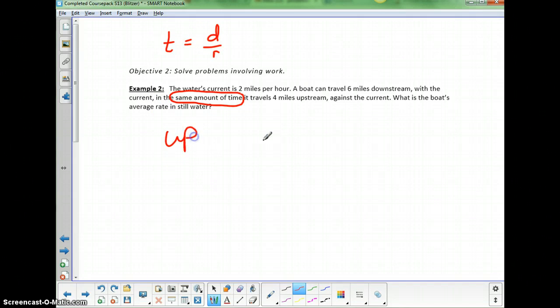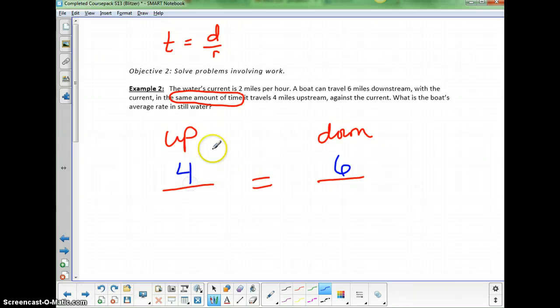Okay, so we have up and down stream. The times are going to be equal. The time is the ratio of distance to rate. So the boat can travel 6 miles downstream, so the distance downstream is 6, in the same amount of time it takes to travel 4 miles upstream. Now it tells us that the water's current is 2 miles per hour.